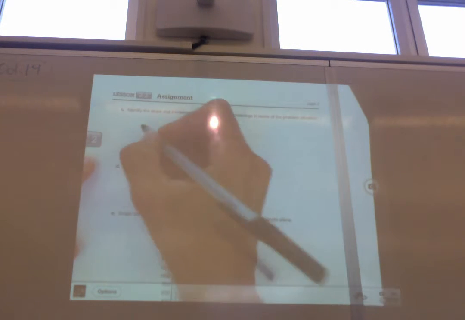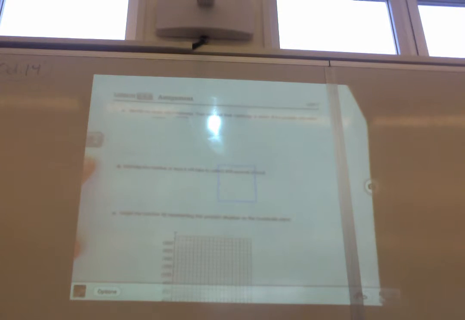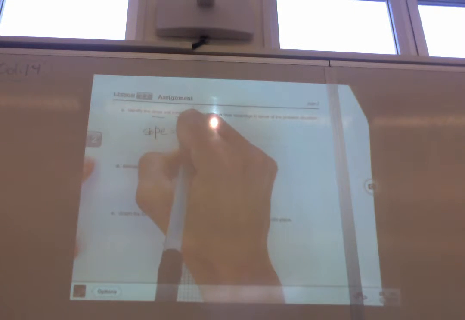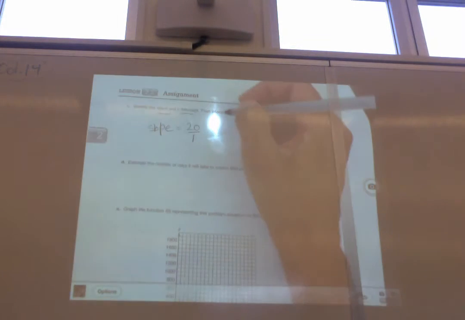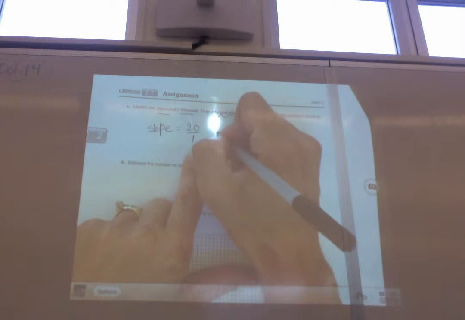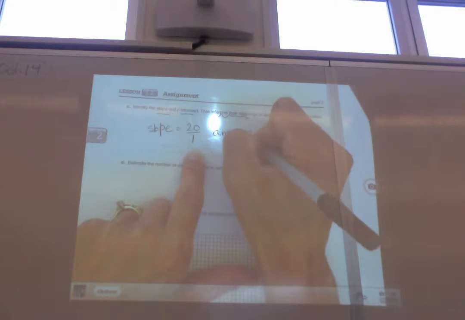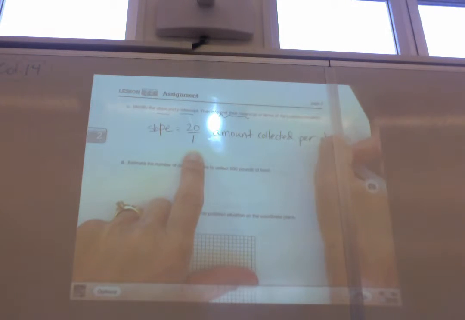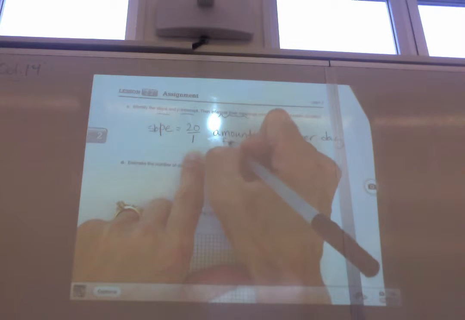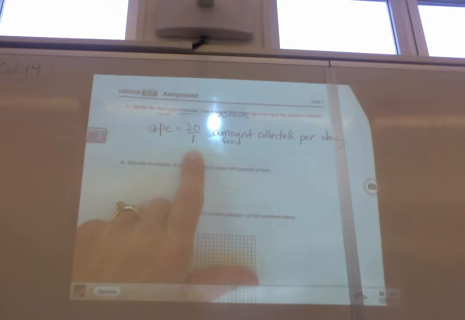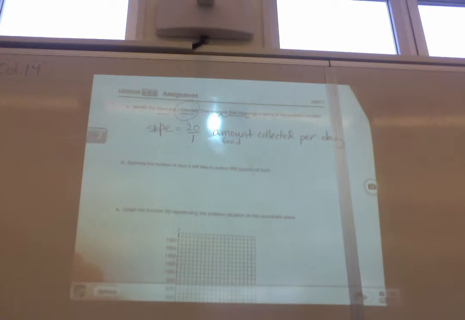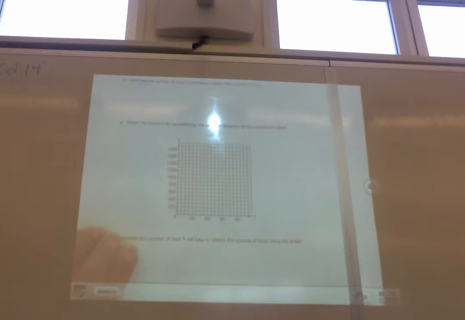They said they go straight to slope and y-intercept. I think the slope is 20 over 1. Okay? And what that means is, interpreted, amount collected per day. Probably I should have said amount of food. That's what the 20 over 1 is. Okay, now the y-intercept. Let's take a look at the graph, and that'll make more sense.